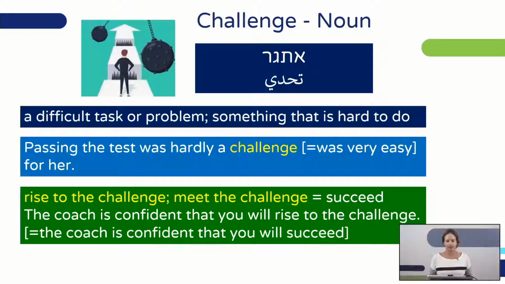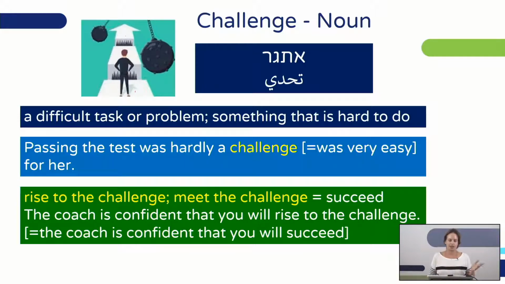Okay, challenge is a noun. In Hebrew, it's etgar. The English definition is a difficult task or problem, something that is hard to do. As you see in this picture, the man is challenged. He has to get from point A to point B, but he has challenges, right? He has this wrecking ball here in his way. An example of using the word in a sentence would be, passing the test was hardly a challenge. Okay, so in other words, it's saying that the test was very easy for her, okay?